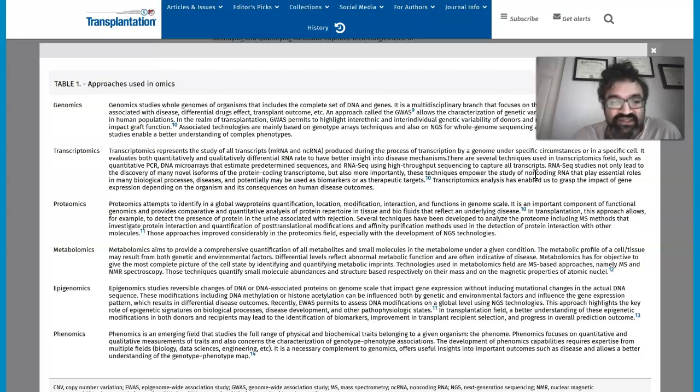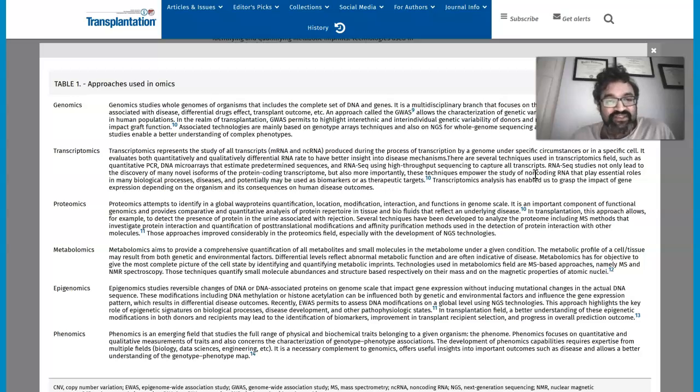And then you have phenomics, which is, again, an emerging field and covers the full range of physical and biochemical traits belonging to a given organism, the phenome. So phenomics focuses on qualitative measures of traits and also concerns the characterization of genotype-phenotype associations. The phenomics capabilities require expertise from multiple fields: biology, data sciences, engineering. This is, again, a very new and definitely evolving field, but it is a necessary complement to genomics, offers useful insights into important outcomes such as disease, and allows a better understanding of the genotype-phenotype map.